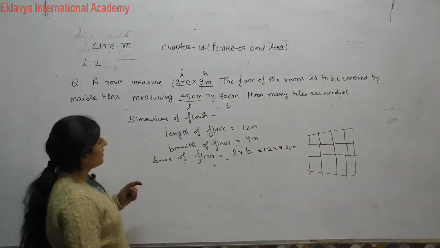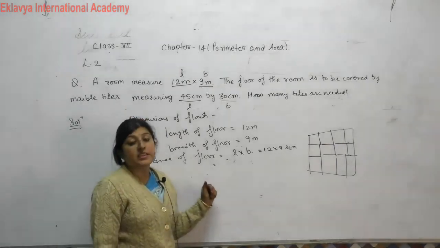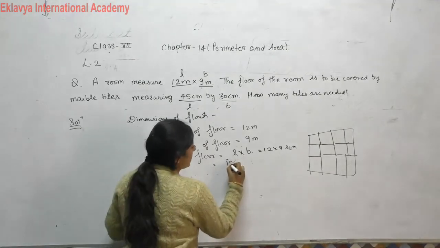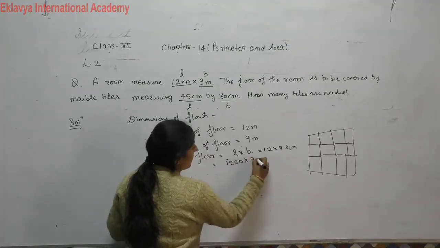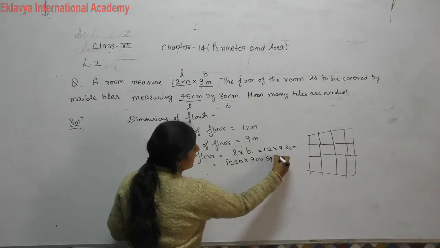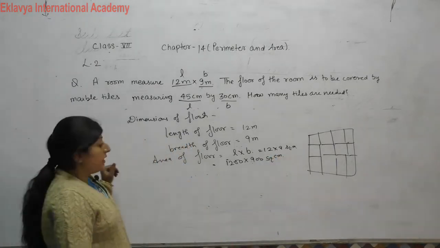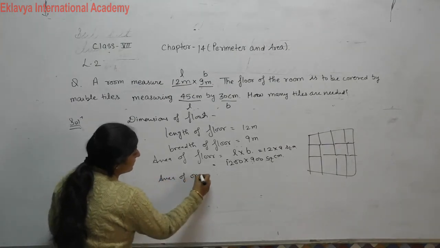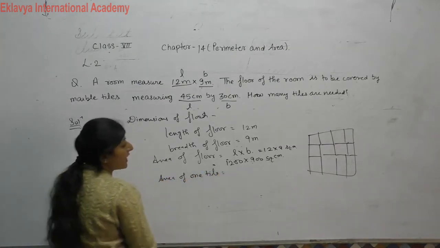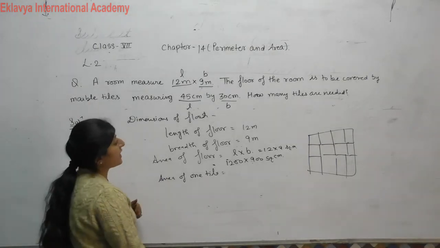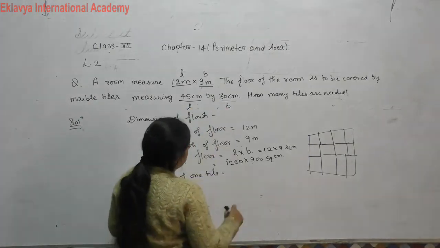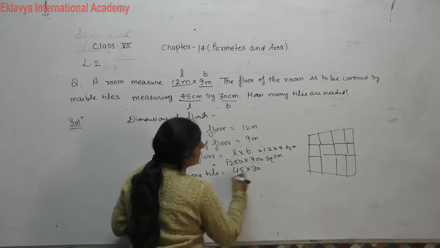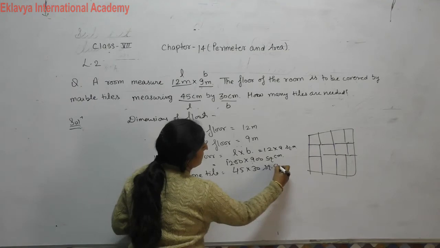You can see that the dimensions of the tiles are given in centimeter. Then it's your wish, you can change this into centimeter. That we can write down as 1200 multiplied by 900 square centimeter. Similarly, we can write down the area of one tile. Area of one tile is also length into breadth. The tile is also in rectangular shape because length and breadth are separately given to you. It means it is equal to 45 into 30 square centimeter.